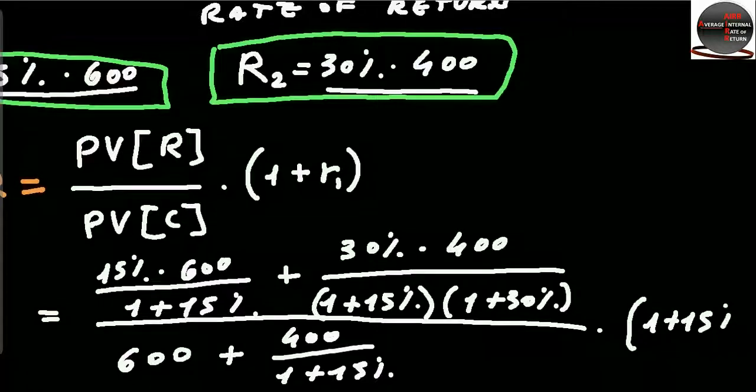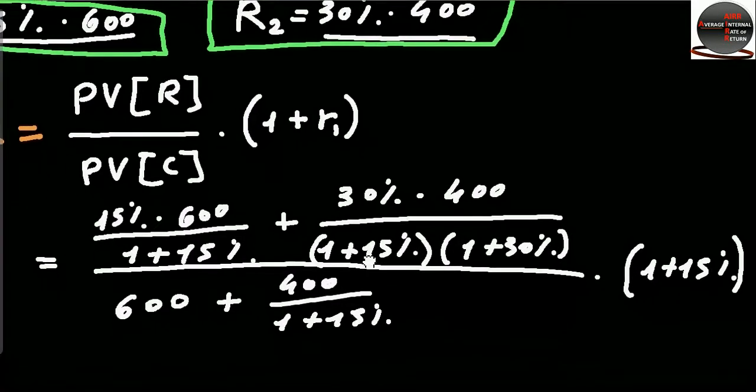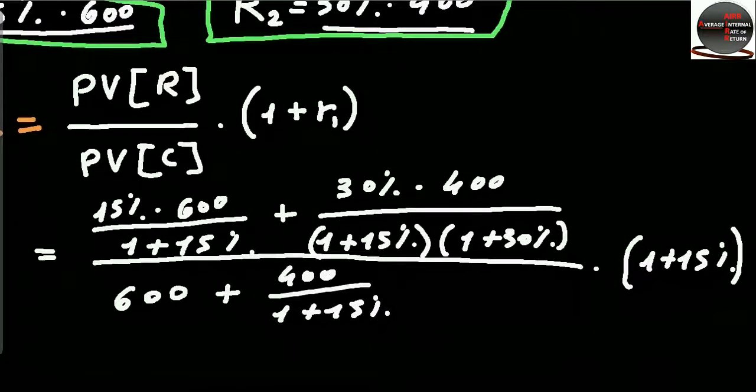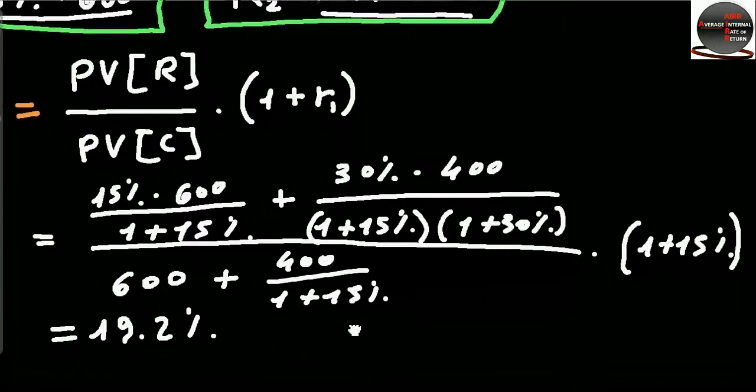And we get the minimum attractive rate of return, the overall cost of capital, and it is 19.2%. Now, we may compare the project rate of return and the project's overall cost of capital to capture value creation or value destruction.